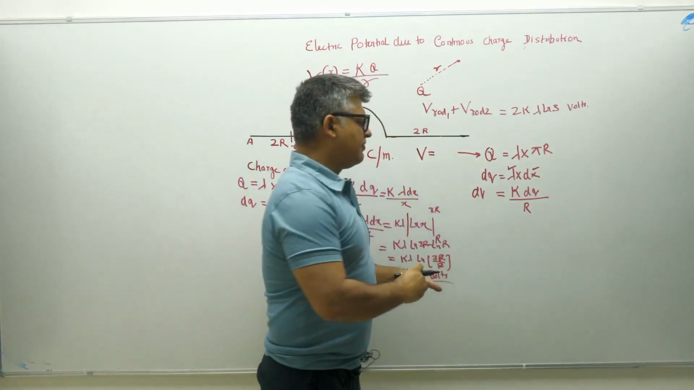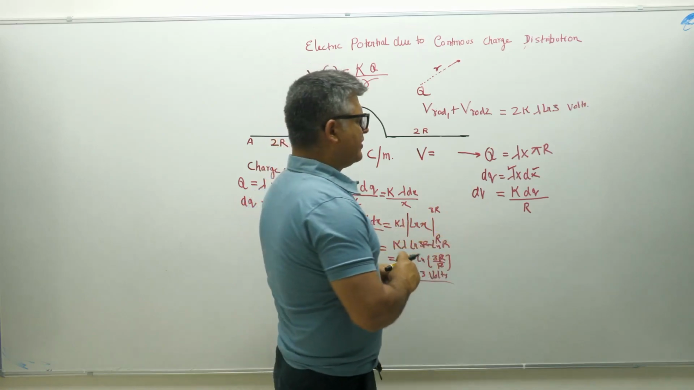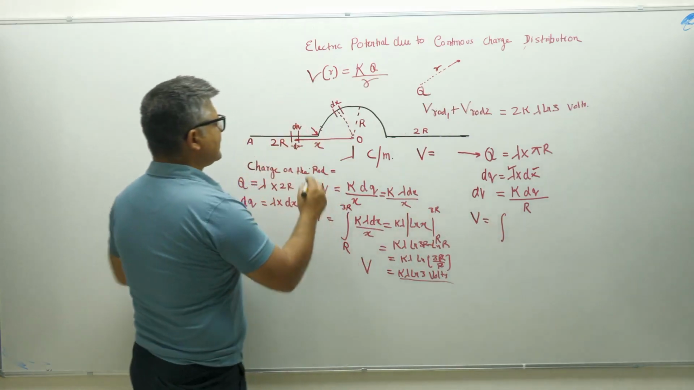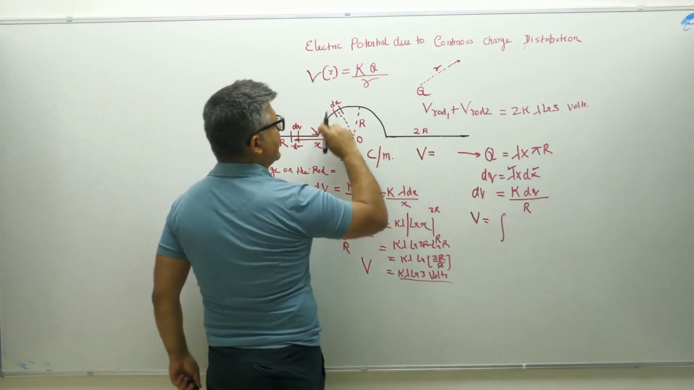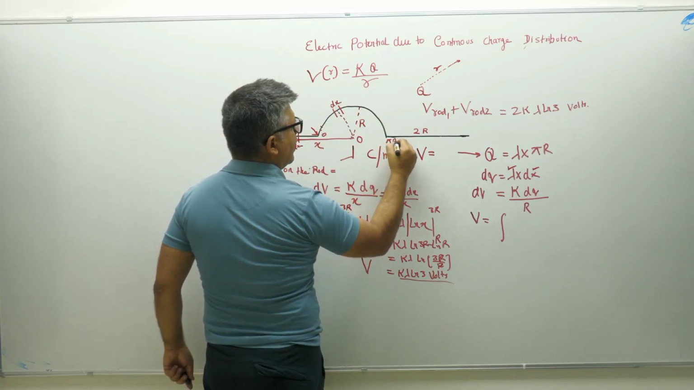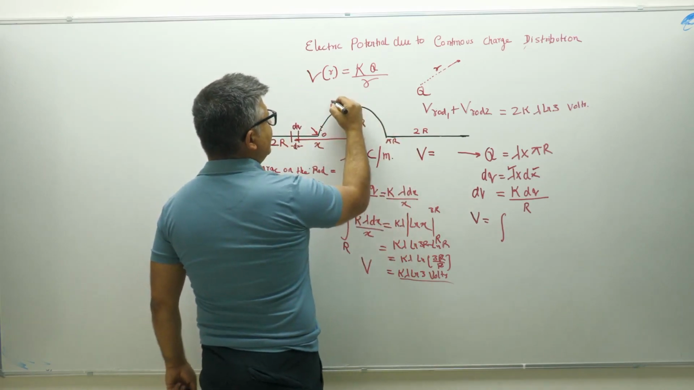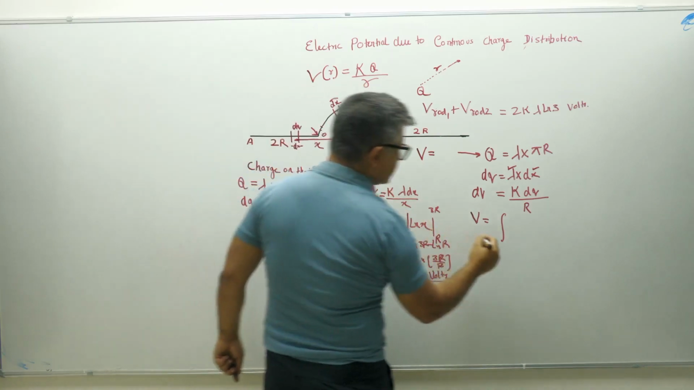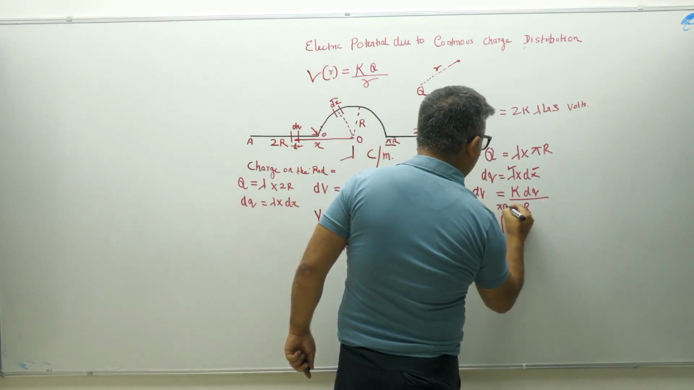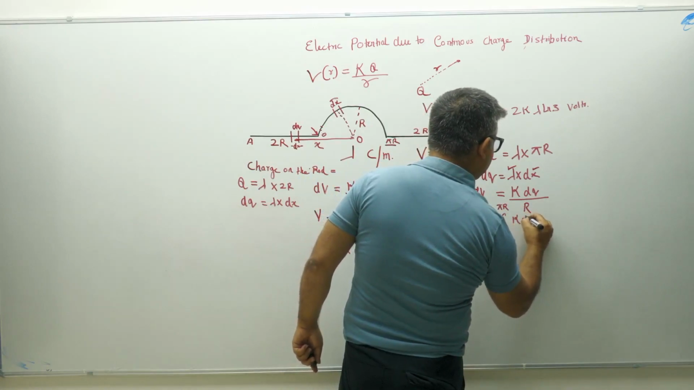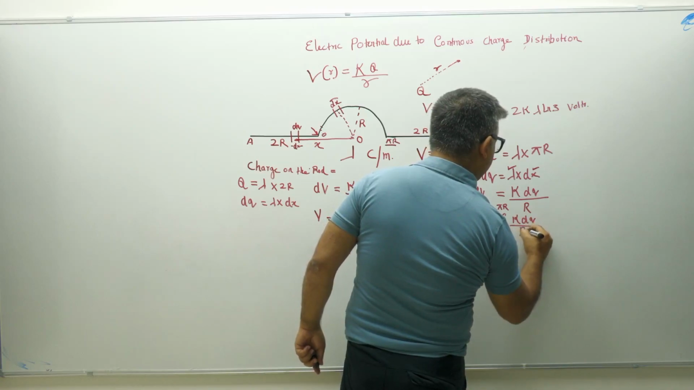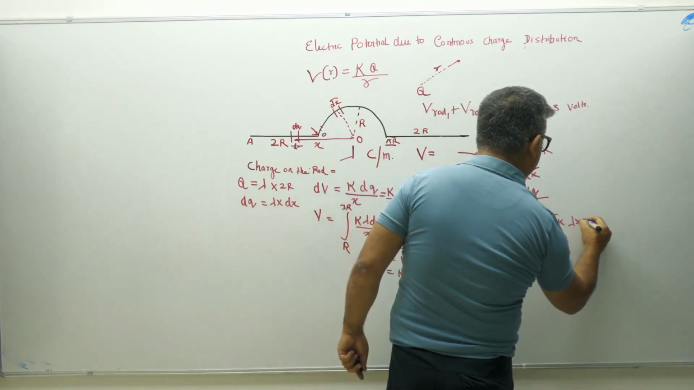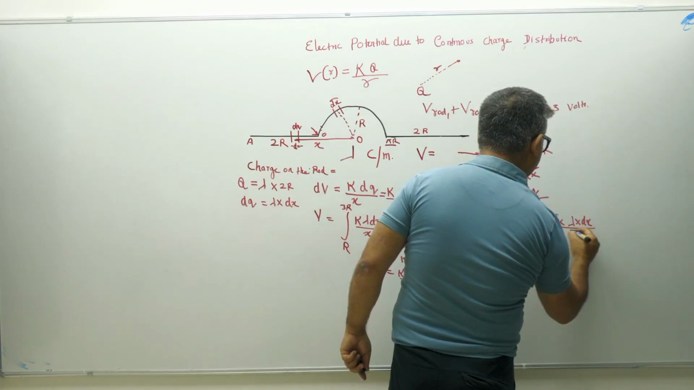Now, when I write this, I need to do integration, right? So I will just integrate this. V is equal to the integral, let's say it starts from 0 and this will end at pi r. So the lower limit of dx is 0, the upper limit of dx is pi r. So this is 0 to pi r, and this is k dq by r, which is equal to k, and dq can be written as lambda into dx, divided by r.